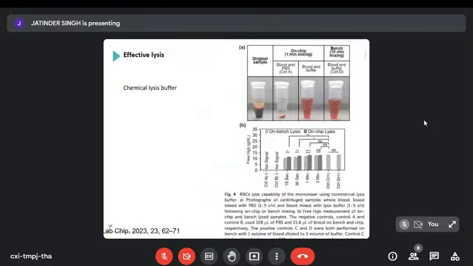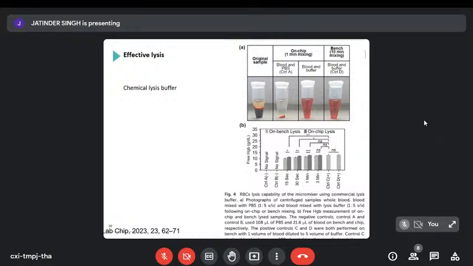Another example, looking at the effectiveness of the lysis buffer, is here we've got the blood sample before addition of the lysis buffer, and if you centrifuge, you've got the complete red blood cells still sitting at the bottom. Here we've got blood and PBS, again, cells collected at the bottom. In the areas where we have added the lysis buffer, you can see that even after centrifugation, there are no cells left because all the cells are broken apart. So this demonstrates we've got effective lysis.